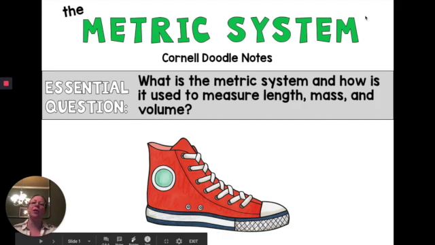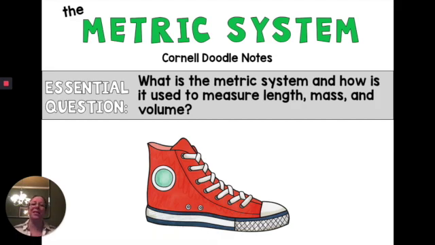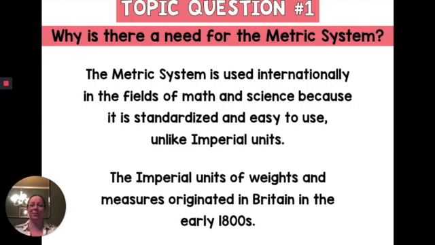But today, our essential question we're going to be talking about is, what is the metric system and how is it used to measure length, mass, and volume? Our topic question number 1, why is there a need for the metric system? Well, we are one of the only countries that doesn't use it regularly. In fact, the metric system is used internationally in the fields of math and science because it's standardized and easy to use, unlike imperial units that we use.